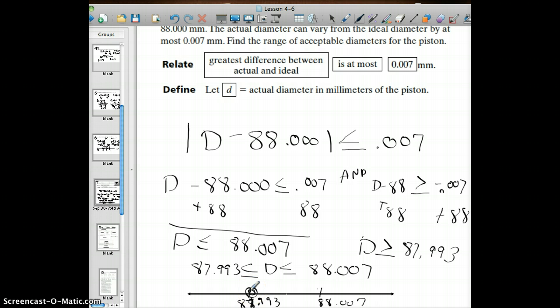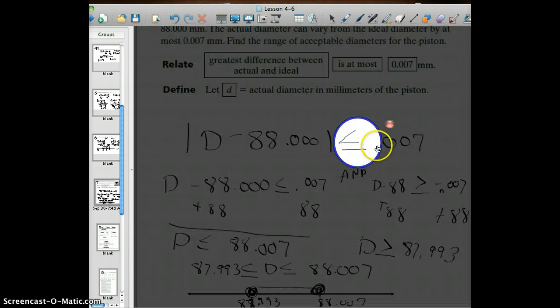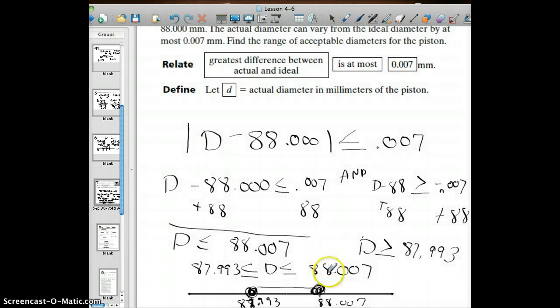And our diameter is going to be between those distances. It's an and situation again, because you have the less than sign between them. So it's an and situation, which means it has to fit both criteria of being less than 88.007 and it has to be greater than 87.993.